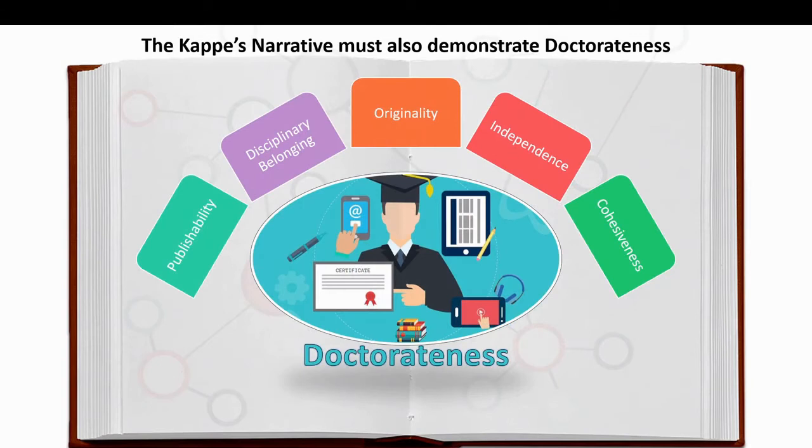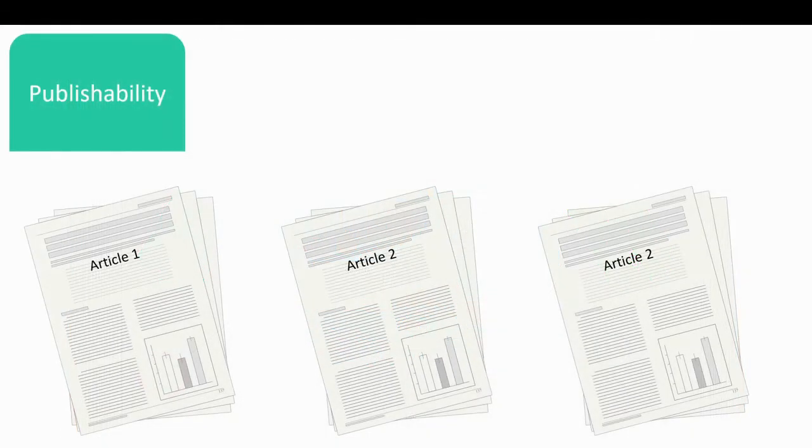Answering these previous questions will help you to develop your narrative and begin developing cohesion between your articles and your kappa, but we still need to demonstrate the 5 characteristics of doctorateness as well. Let's begin with publishability. Publishability is best represented by your articles.